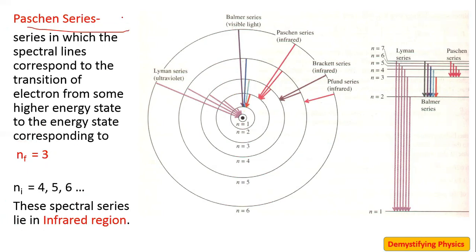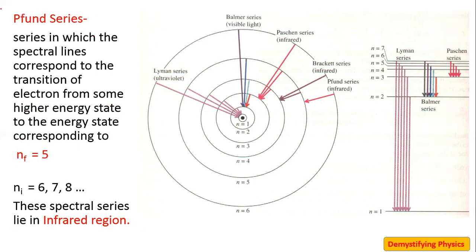Then next is Paschen. What happens in Paschen? Final state is 3. From any higher state to final state 3. This is Paschen, and it falls in infrared. Then is Brackett. Brackett is Nf 4. Transition is from some higher energy state to Nf 4, and the spectral series lie in the infrared region.